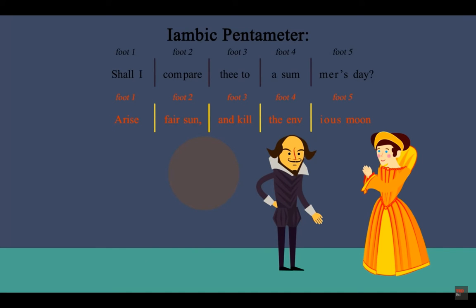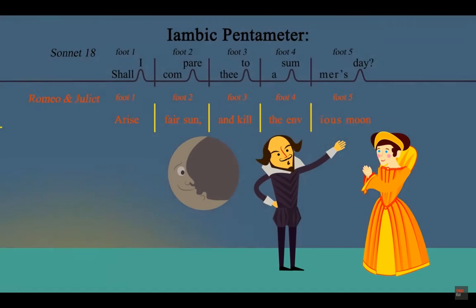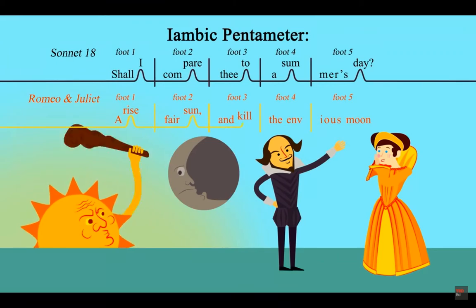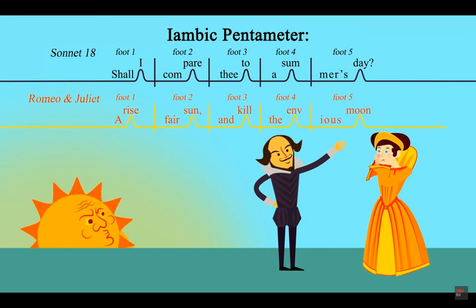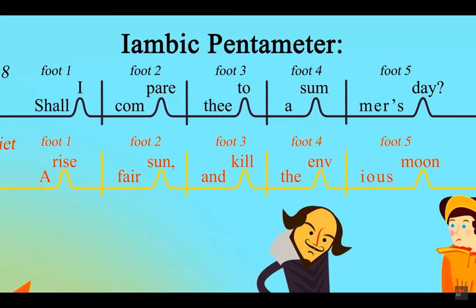And it's used for many of Shakespeare's most famous lines. Shall I compare thee to a summer's day? Arise, fair sun, and kill the envious moon. Notice how the iambs cut across both punctuation and word separation. Meter is all about sound, not spelling.